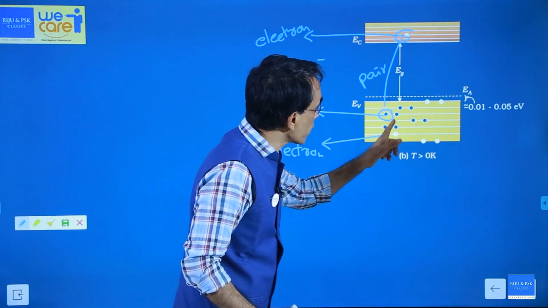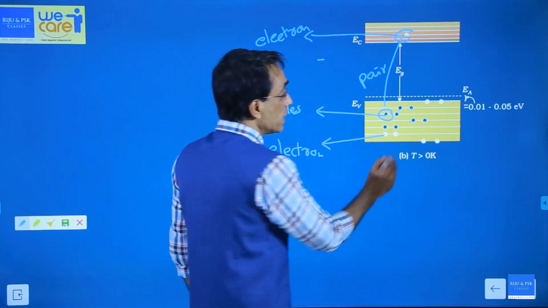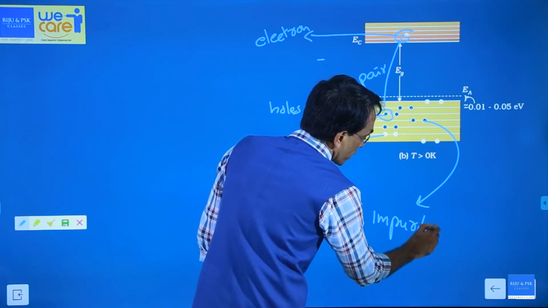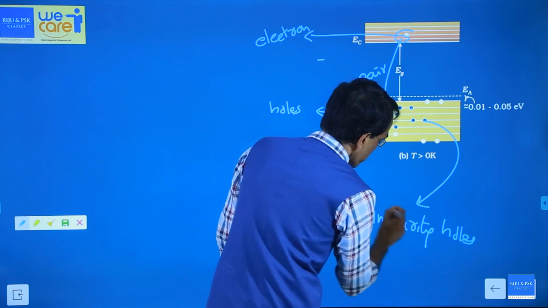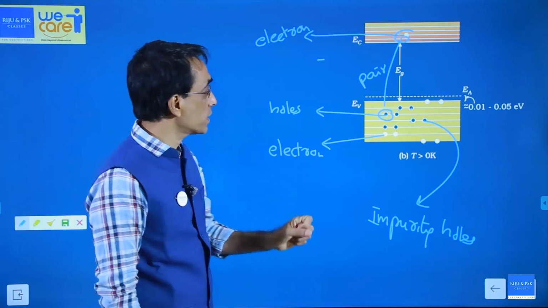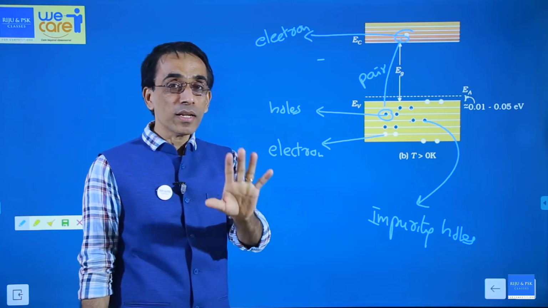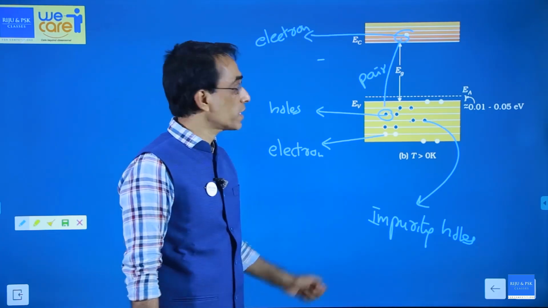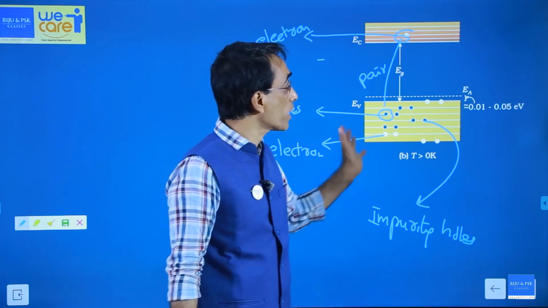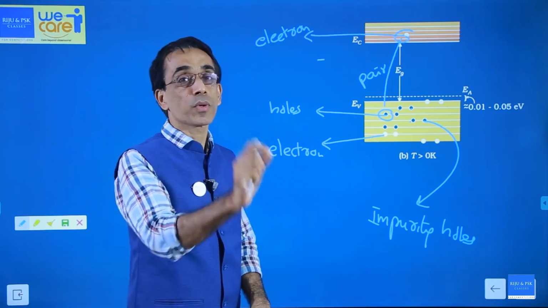What about the other holes here? There are 1, 2, 3, 4, 5, 6, 7 holes. And how are these holes produced? These are produced by the impurity. So there are two types of holes here. One is the electron hole pair created by thermal agitation, the other is by the impurity. That means you have added 7 trivalent impurities, that's why you have 7 holes. So if you add 100 trivalent impurities, what will happen? You will have 100 holes here. So you can increase the number of holes by increasing the amount of impurity added.